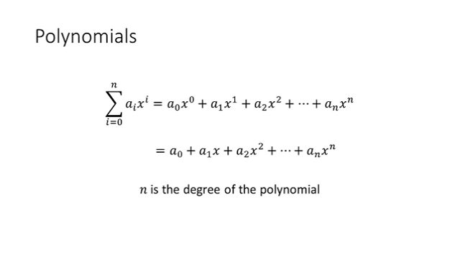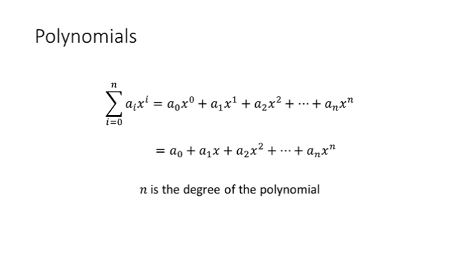For polynomials, there are really two ways of talking about the highest power. We can say that the highest power in the polynomial is the degree of the polynomial, or sometimes you'll hear it said the order of the polynomial. So for example, a polynomial that had x cubed, x squared, and x, we would say that it would be a third order polynomial or a third degree polynomial.